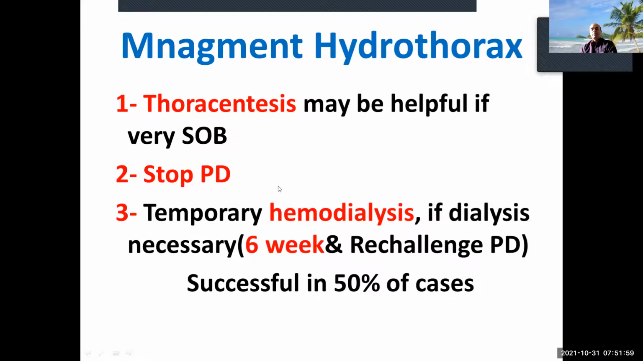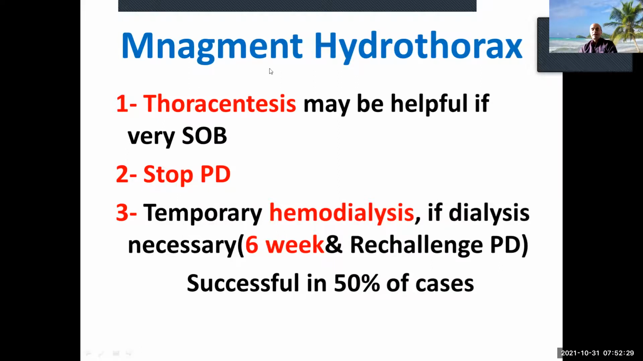Don't think more: temporary hemodialysis, if dialysis is necessary, if your patient is high risk with uremic symptoms, hyperkalemia, metabolic acidosis, or volume overload. Please use intermittent hemodialysis for 6 weeks, up to 1.5 months, and after that you can challenge PD again. This is successful in 50% of the cases; when you return to PD, 50% of the cases will continue PD.